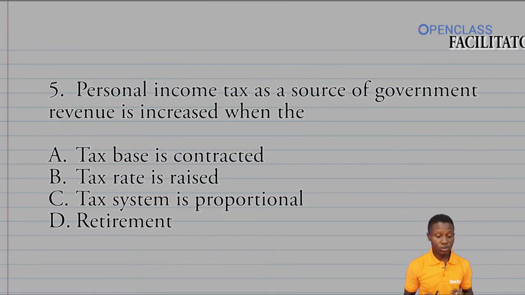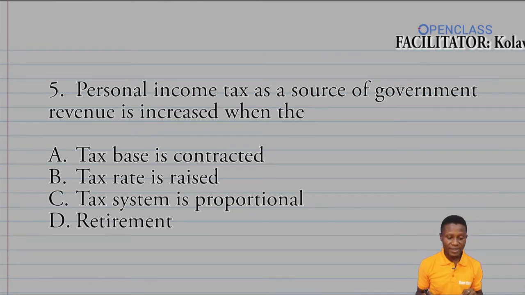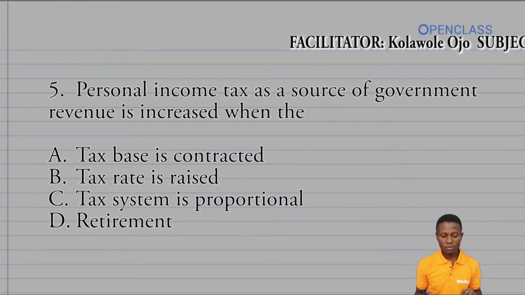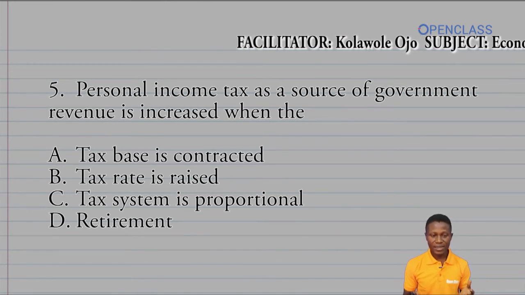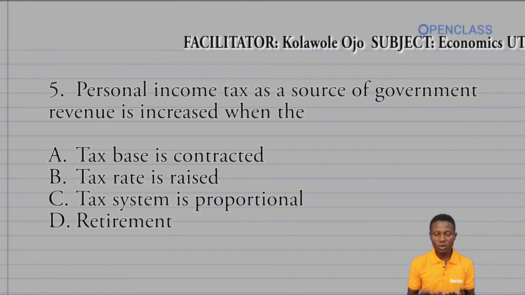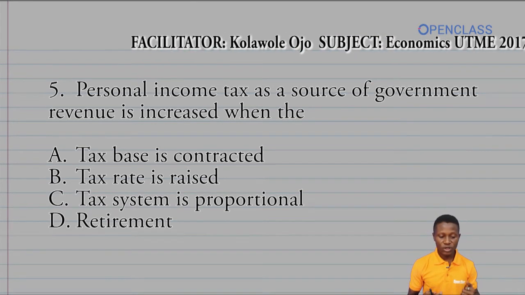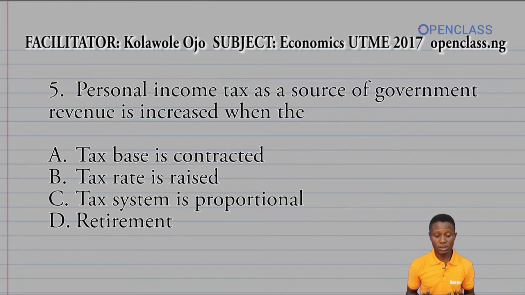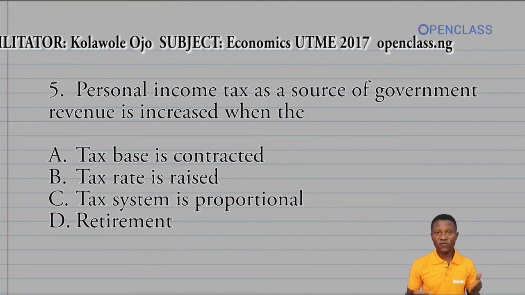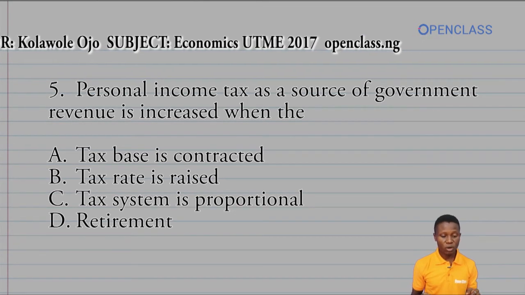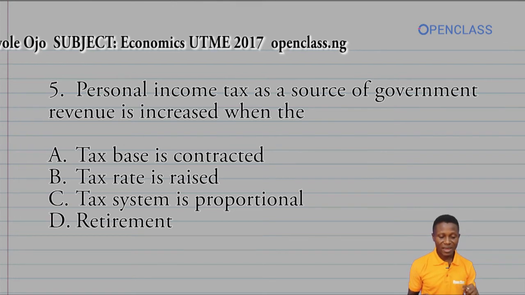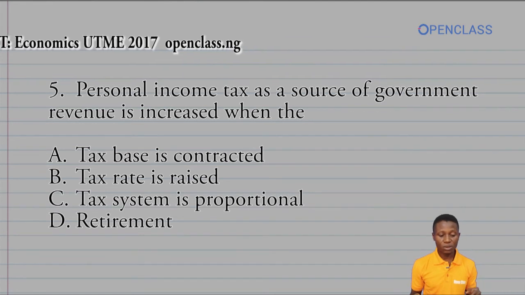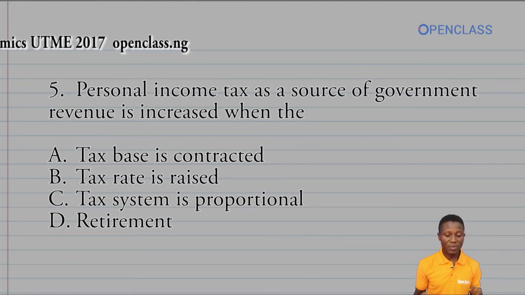Personal income tax as a source of government revenue is increased when the A, tax base is contracted. That is wrong. When the tax base is contracted, the personal tax income will actually reduce. B, the tax rate is raised. Yes, whenever the tax rate increases, the government revenue from taxes will actually increase in commensurate measure. So the correct answer is B, tax rate is raised. C, tax system is proportional. That's not correct. That's wrong. Then D, retirement age is reduced.